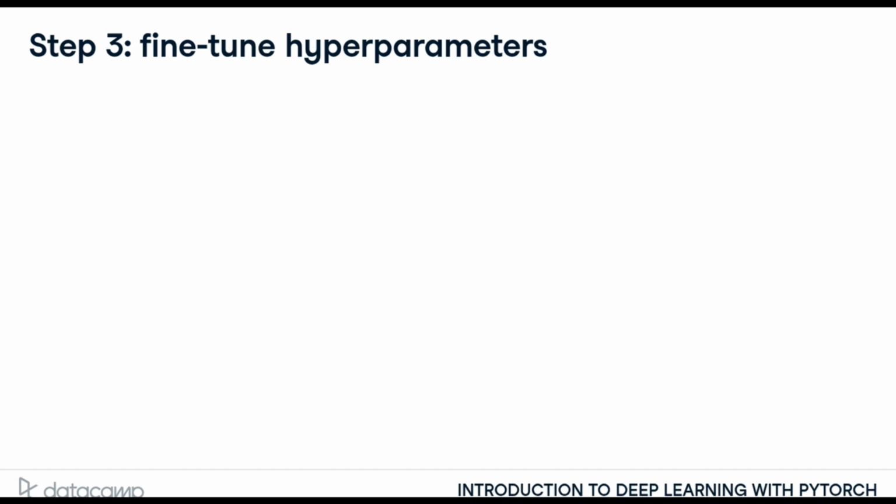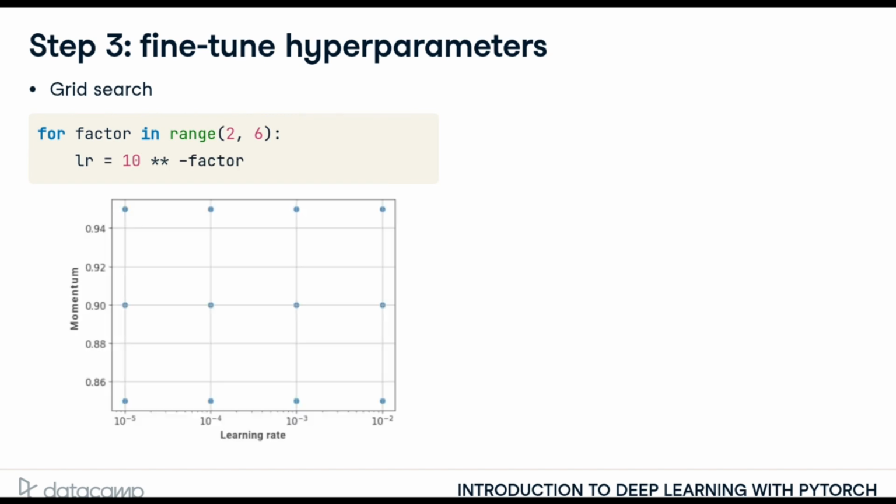This is often done on optimizer settings like learning rate or momentum. Grid search tests parameters at fixed intervals. For example, momentum values from 0.85 to 0.99 and learning rates from 10 to the power of -2 to 10 to the power of -6.